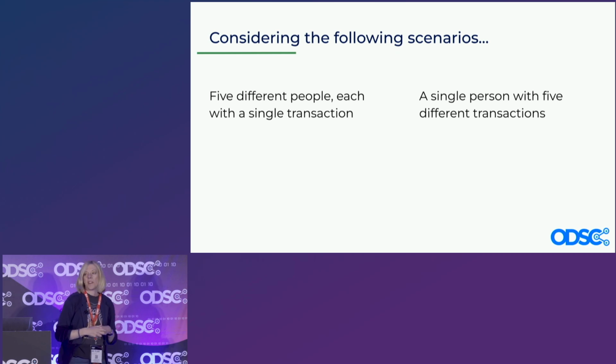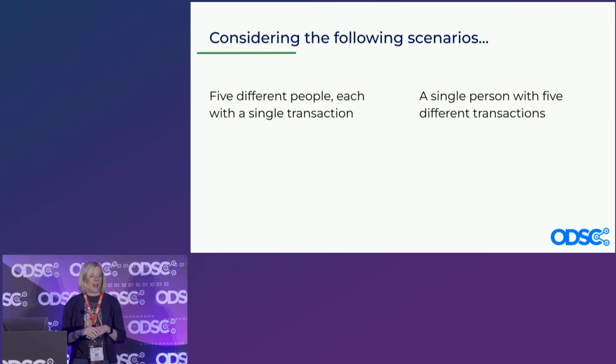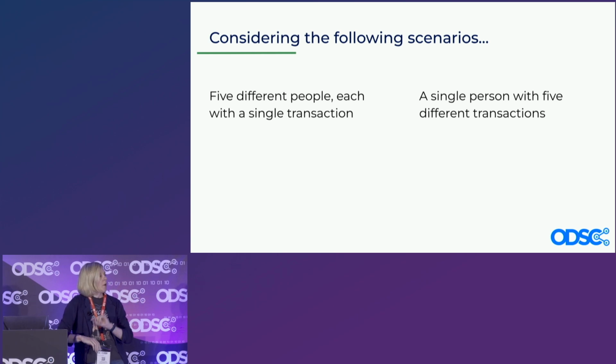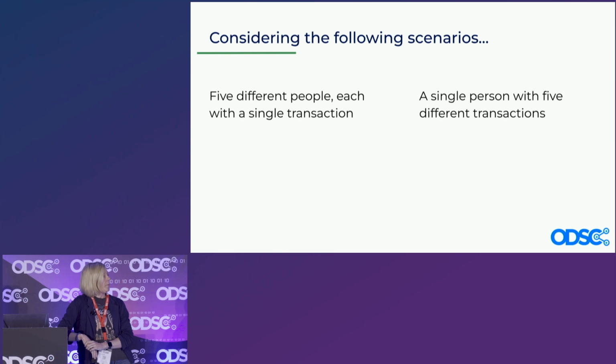But I want to start with a hypothetical scenario. Now, let's say you're a data scientist working in sales or marketing or something like this. And you have these two scenarios. One of them is you have 5 different people making a single transaction. The other one is I have a single person making 5 transactions. Now it's going to matter that you can tell the difference between the two, right?